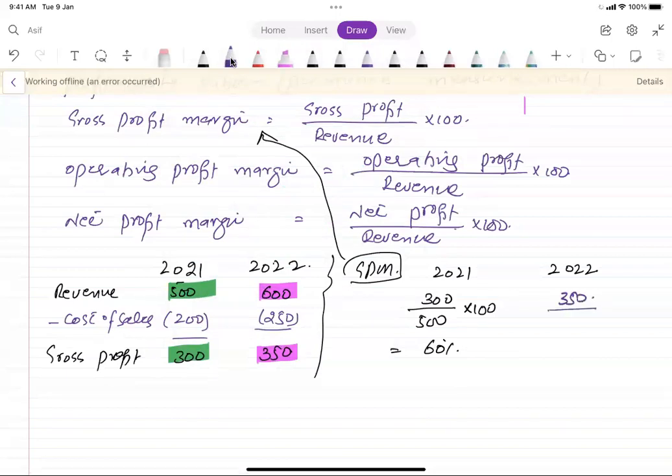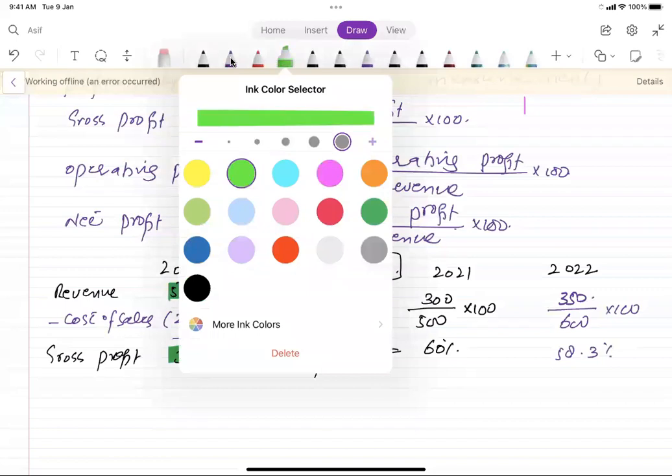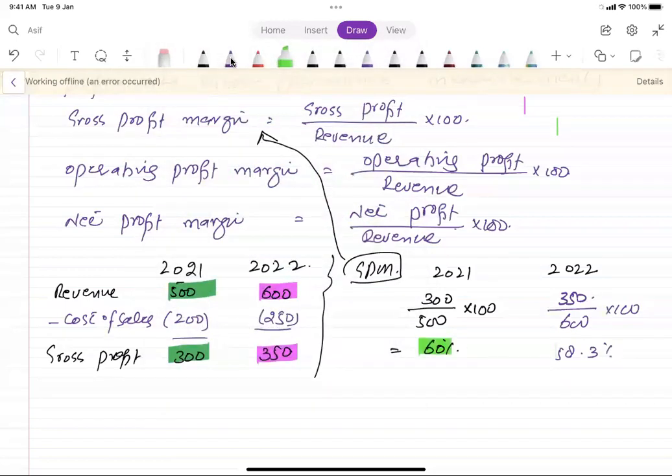350 divided by 600 multiplied by 100. The answer is 58.3%. Now what has happened, boys, is that the gross profit margin for 2022 has decreased. Although the revenue was higher and the gross profit was higher, and we were saying that 2022 is better as compared to 2021, gross profit margin has decreased.